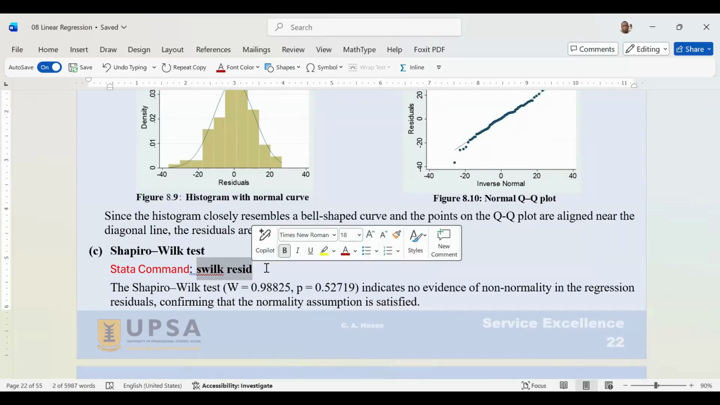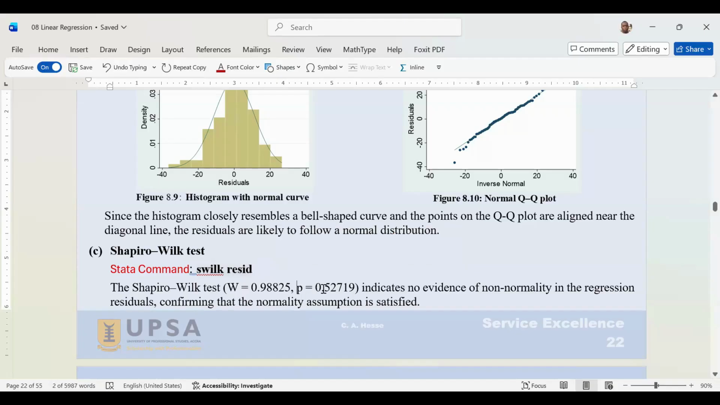So we do a Shapiro-Wilks test of the residuals. And the Shapiro-Wilks test is showing a probability of 0.52719. It's a p-value. A p-value of 0.52719. So that's a p-value. A big p-value retains normality.